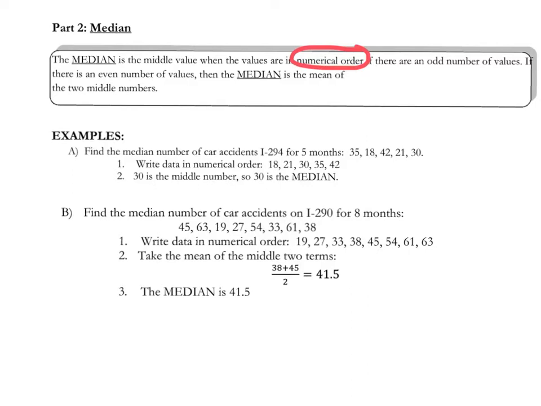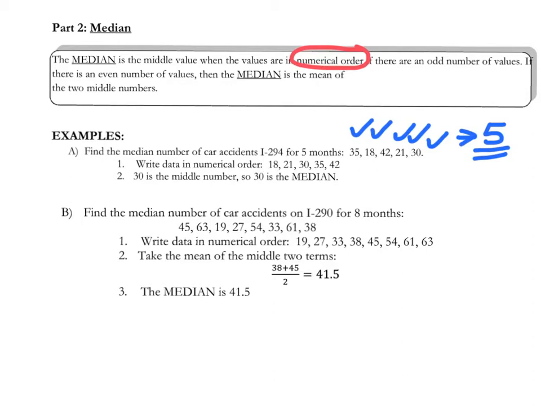So first, this says find the median of the number of car accidents on I-294 for 5 months. So in 1 month we had 35, then 18, 42, 21, and 30. So again, this is 5 total numbers. Now that's an odd amount of numbers, which means I'm going to have one median.